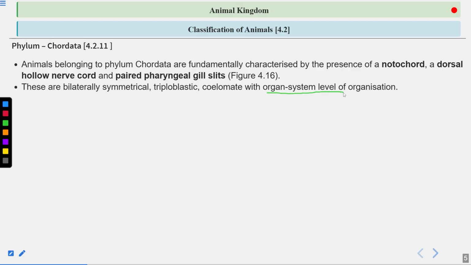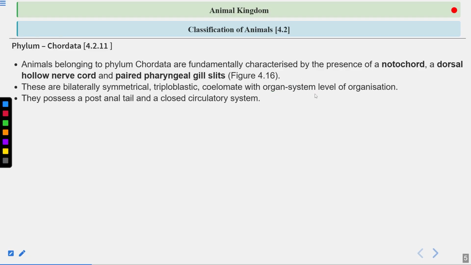So we have seen that some of the organisms have the cellular level of organization, some have the tissue level of organization, some have the organ level of organization. So remember here, the chordates are among the advanced ones. Organ system level of organization. You will see they have separate digestive, circulatory, and respiratory systems. Yes, different systems they possess, and that is why we categorize them as organ system level of organization.